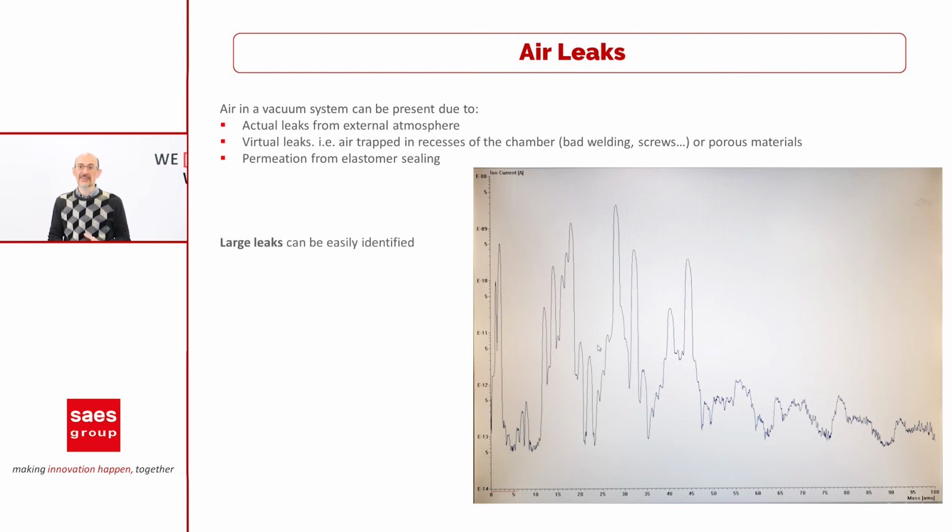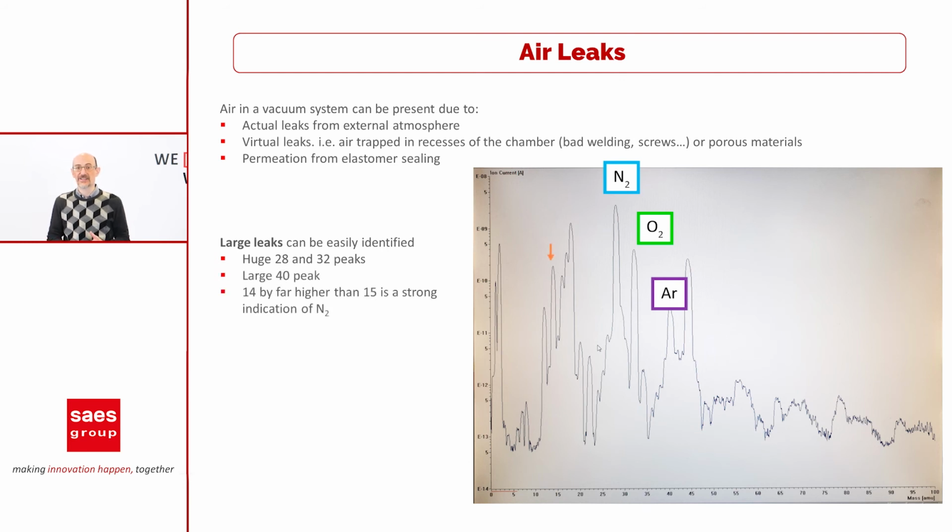Large leaks are easy to identify. We have huge 28 and 32 peaks of nitrogen and oxygen, a large 30 from argon. 14 is higher than 15, and this is always an indication of nitrogen presence. Then you can see multiple ionization peaks of nitrogen and oxygen at mass 7 and 8. When leaks are smaller, it is not always easy to assess their presence in the spectrum.